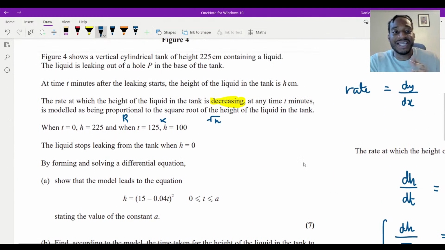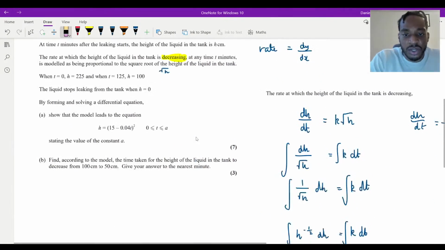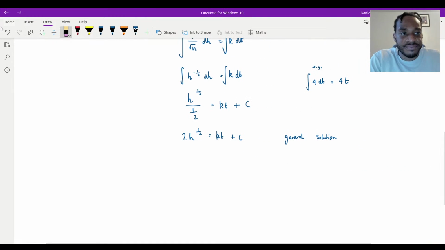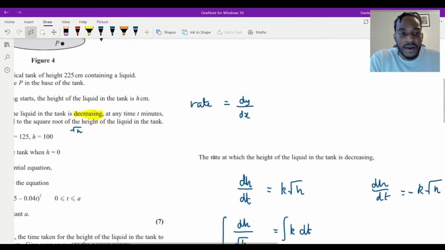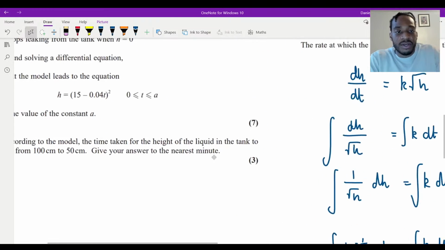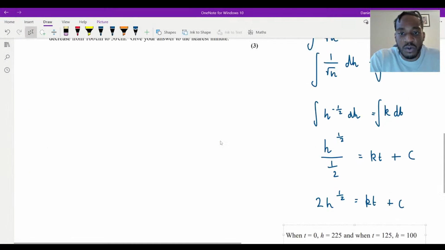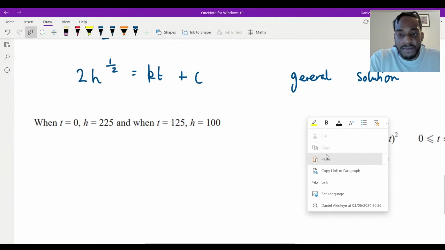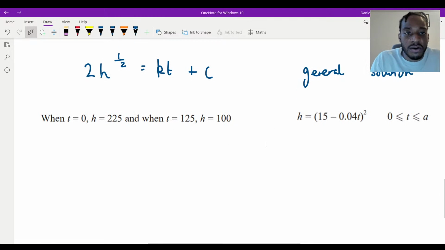And luckily with this one, they actually stated them, right? They said when t equals 0, h equals 225. When t equals 125, h equals 100. So we can plug this in and see what we get for each of them. Remember, we've figured out what the differential equation is. We need to figure out what the values of the constants are.